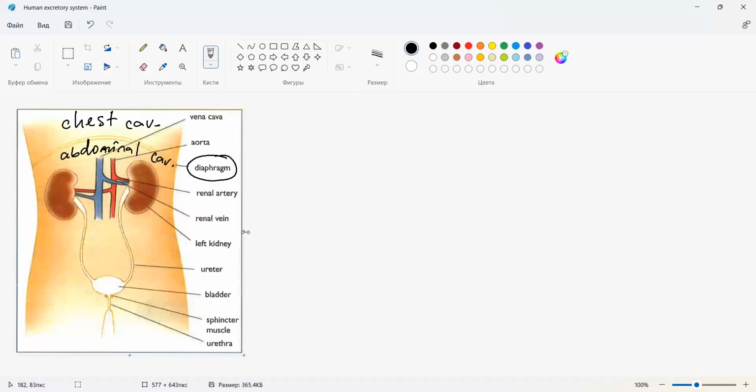You know that the diaphragm is also related with respiration, with breathing. When the diaphragm contracts, we breathe in, because the diaphragm goes down, it becomes flat, and the volume of the chest increases. But at the same time, the diaphragm is a muscle which is separating these two spaces from each other. And our major organs, the kidneys, are located in the abdominal cavity.